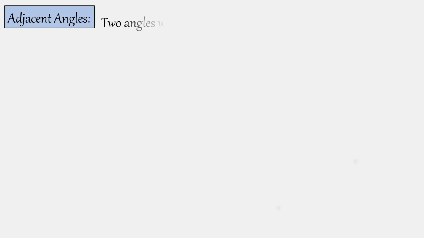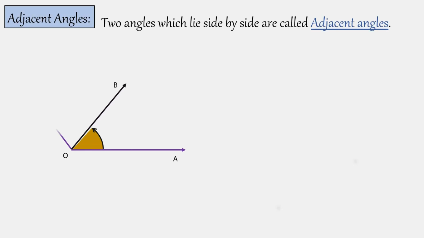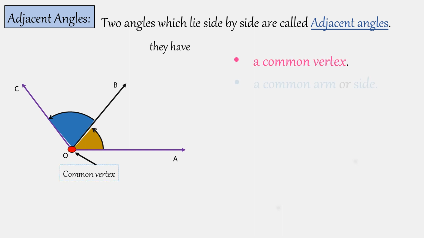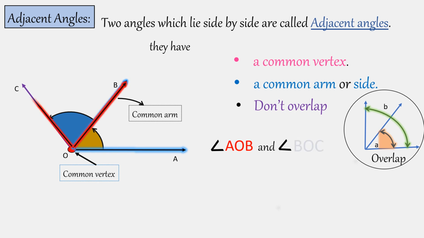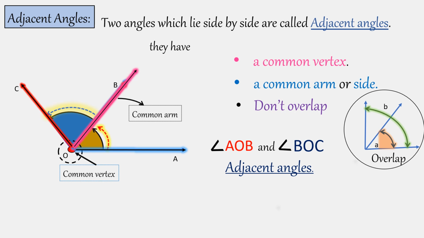Adjacent angles. Two angles which lie side by side are called adjacent angles. They have a common vertex, a common arm or common side, and they do not overlap. Here, angle AOB and angle BOC are adjacent angles because they have common vertex O. OB is the common arm, and there is no overlap of angles.